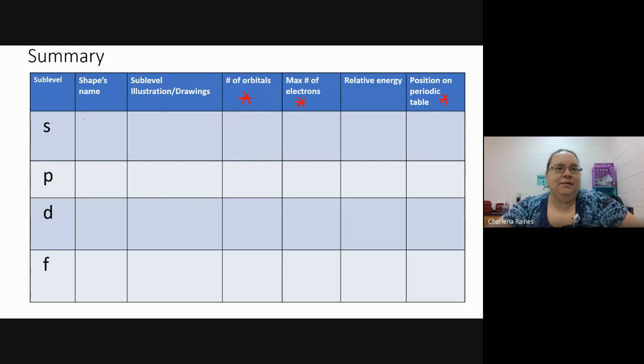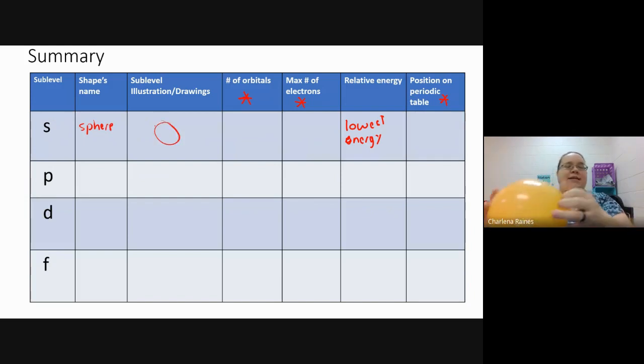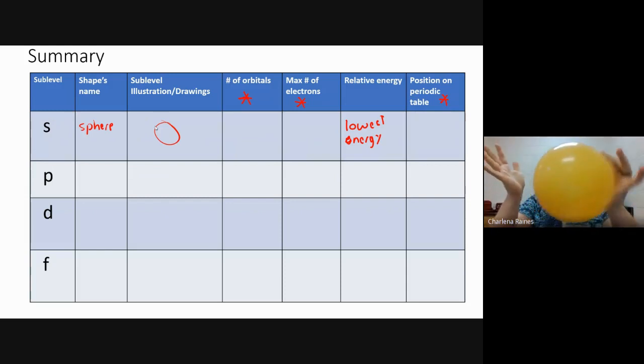So my S sublevel, as we saw the other day, each energy level is broken up into different sublevels. The higher the energy level, the more sublevels that are present. My first and lowest energy sublevel is the S sublevel. In terms of shape, we just call it a sphere. If I were to draw it, I draw a circle. If I'm looking at a model for the S sublevel, it kind of looks like a balloon.